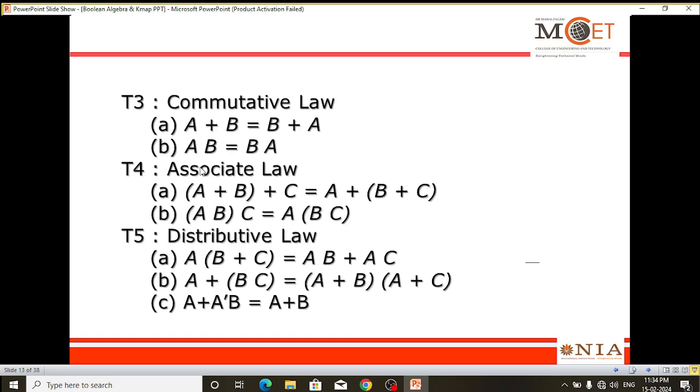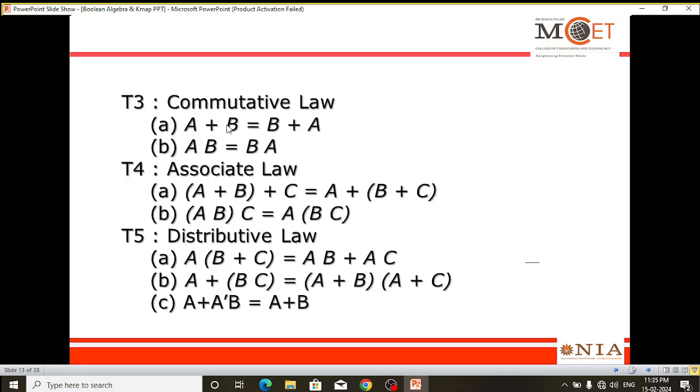The other one comes from duality. Duality means plus can be replaced by dot and dot can be replaced by plus, and the value 0 becomes 1 and 1 becomes 0. In the associative law, A plus B plus C is equal to A plus B plus C with different parenthesis, so the left hand side is equal to the right hand side.